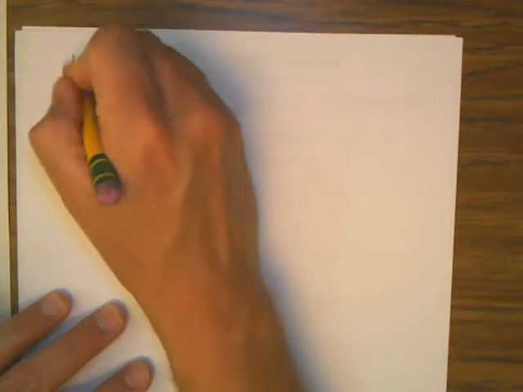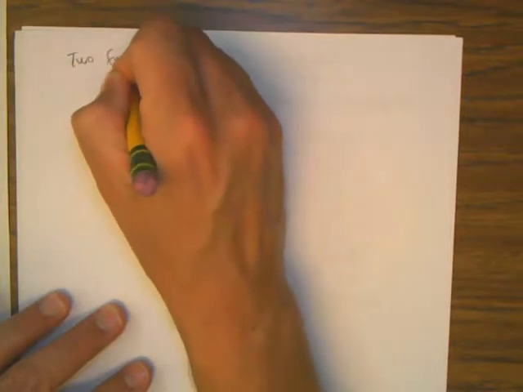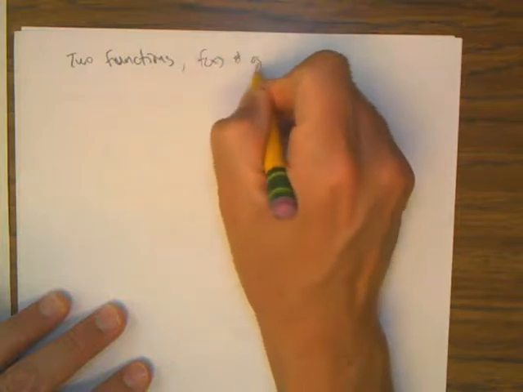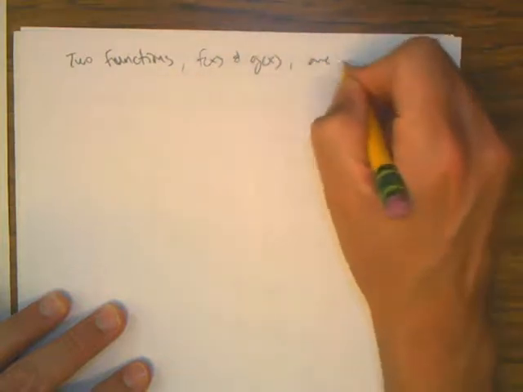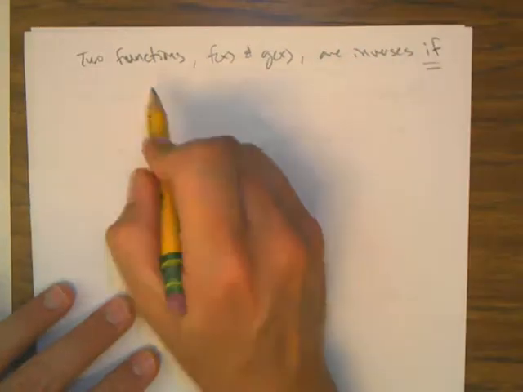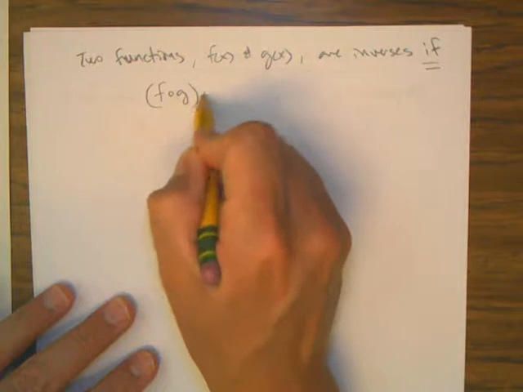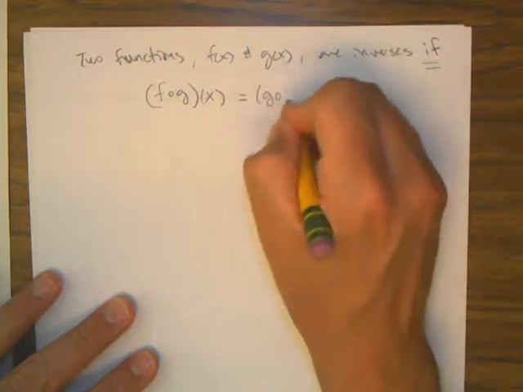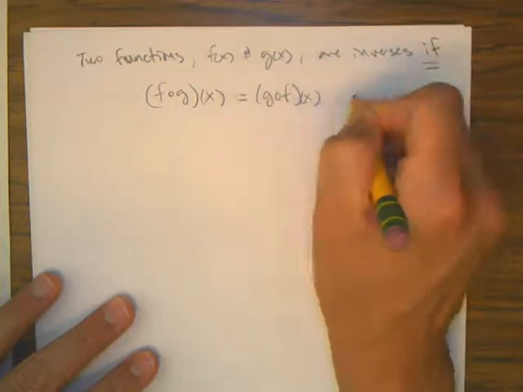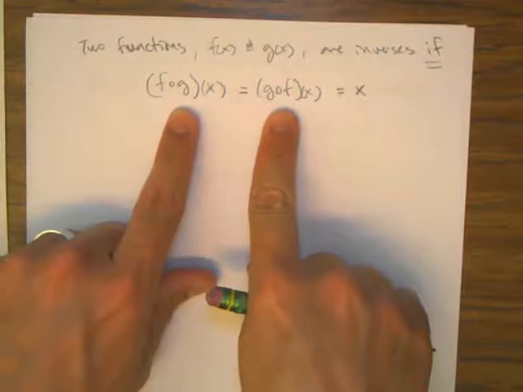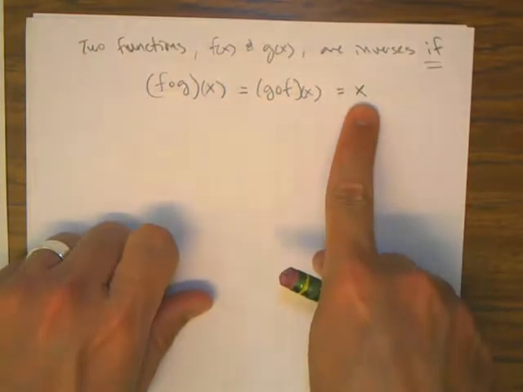So two functions, f of x and g of x, are inverses if f of g of x equals g of f of x equals x. Both of these pieces that we did last class must equal x. Okay? Let's see what that looks like.